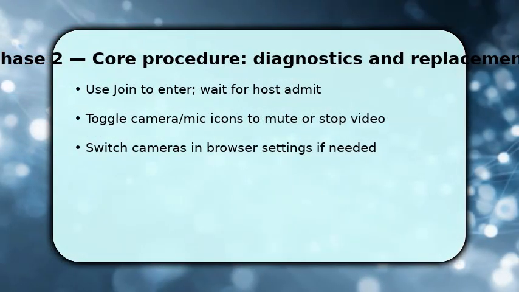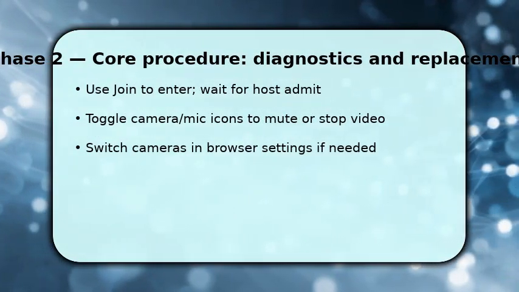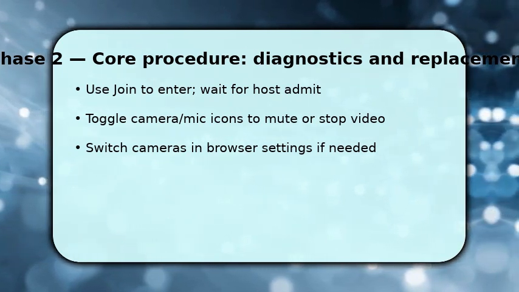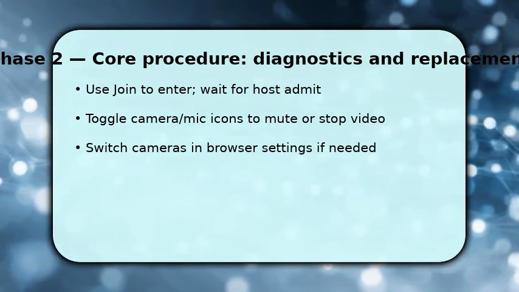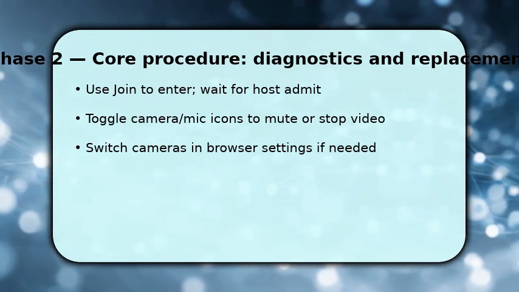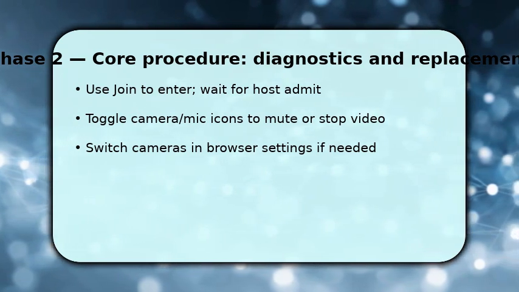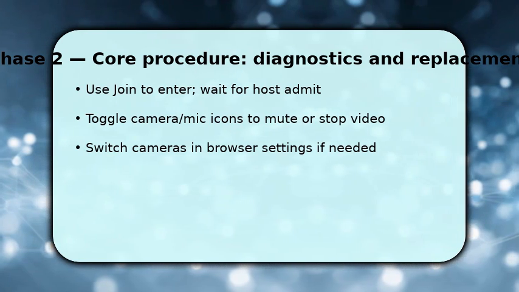After you press Join, the page loads a preview so you can check lighting and background. Make sure your face fits the frame and audio levels are stable. Once the host admits you, use the on-screen microphone and camera icons to mute, unmute, or pause video. These controls are immediate. If the wrong camera is active, open the browser's three-dot menu, pick Settings, then Site Settings to switch cameras. Make sure the correct device is selected.